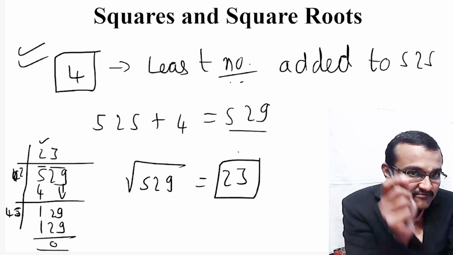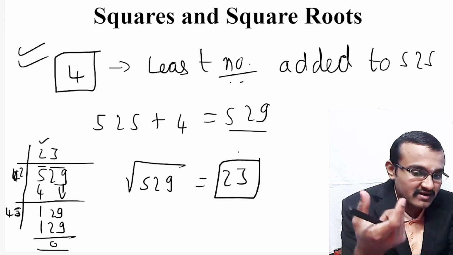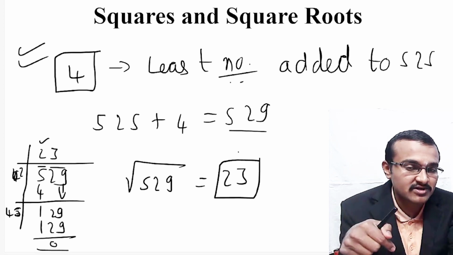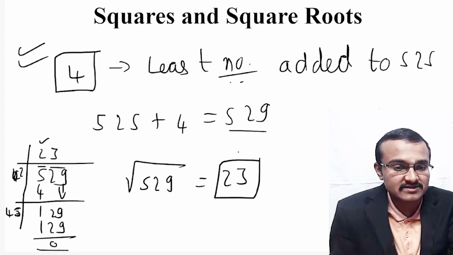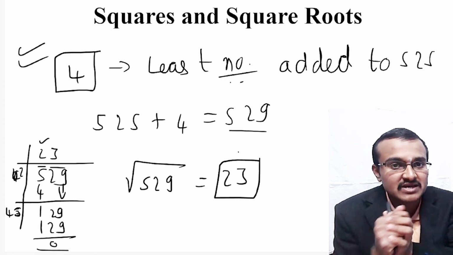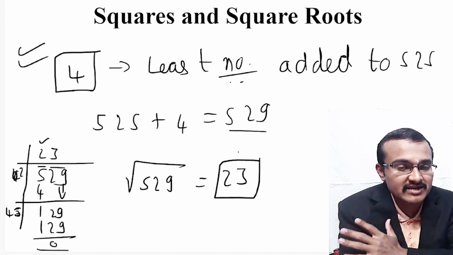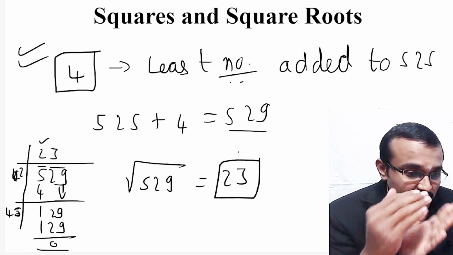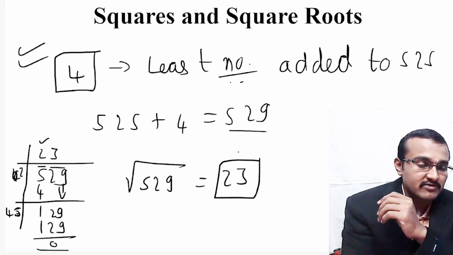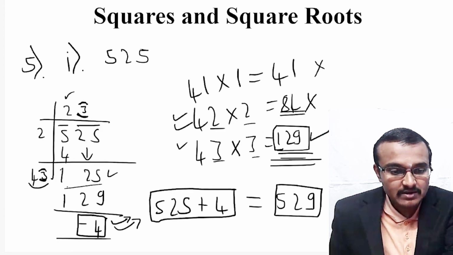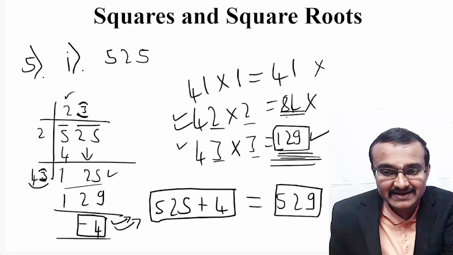So you should add 4 to get a perfect square. And when you got a perfect square, if you find the square root of that perfect square, you get 23 as your answer. So 4 and 23 are the answers for the first question in the fifth question. Like this you can solve the remaining questions. And always remember, you should take the highest number than the number which you are getting here. Here I have got 125 as the number, and here I am getting 129 and 84.